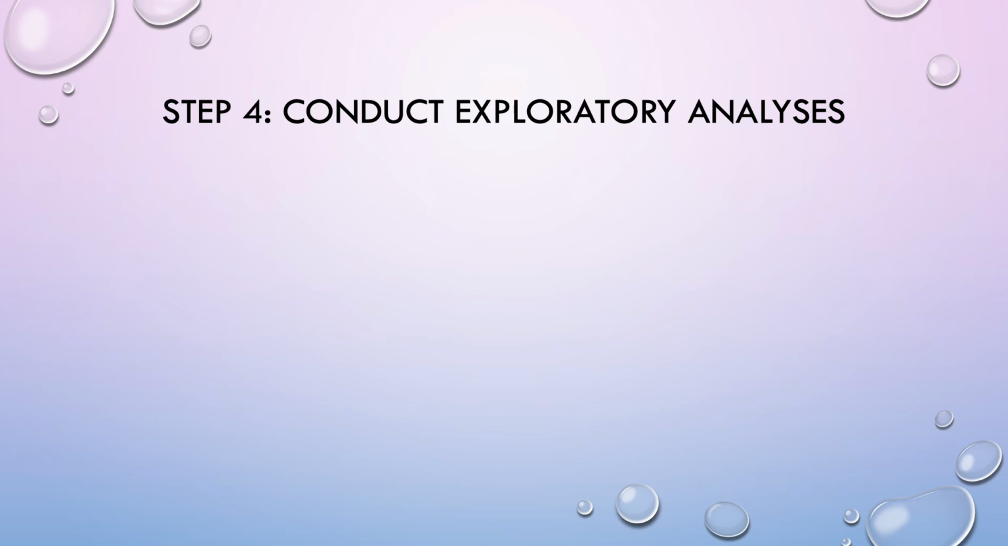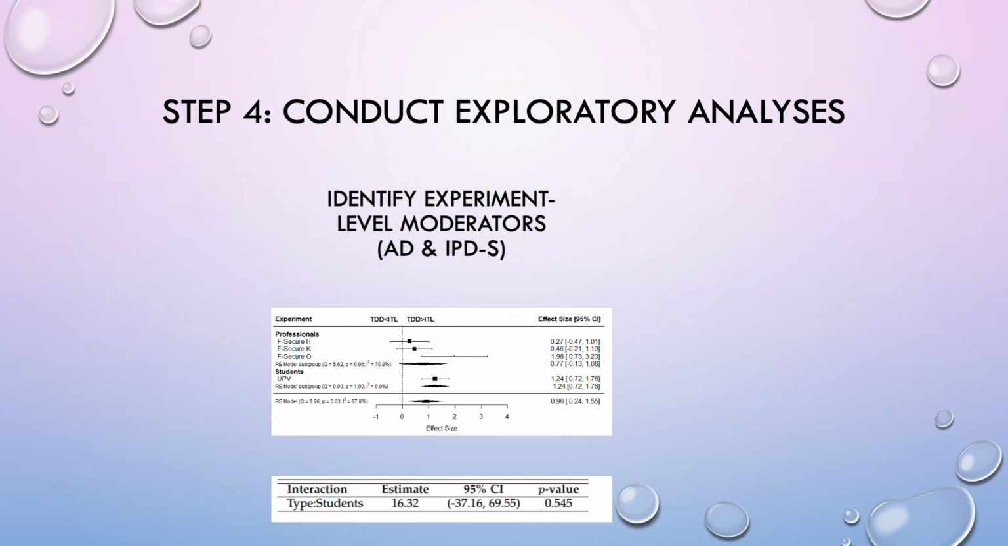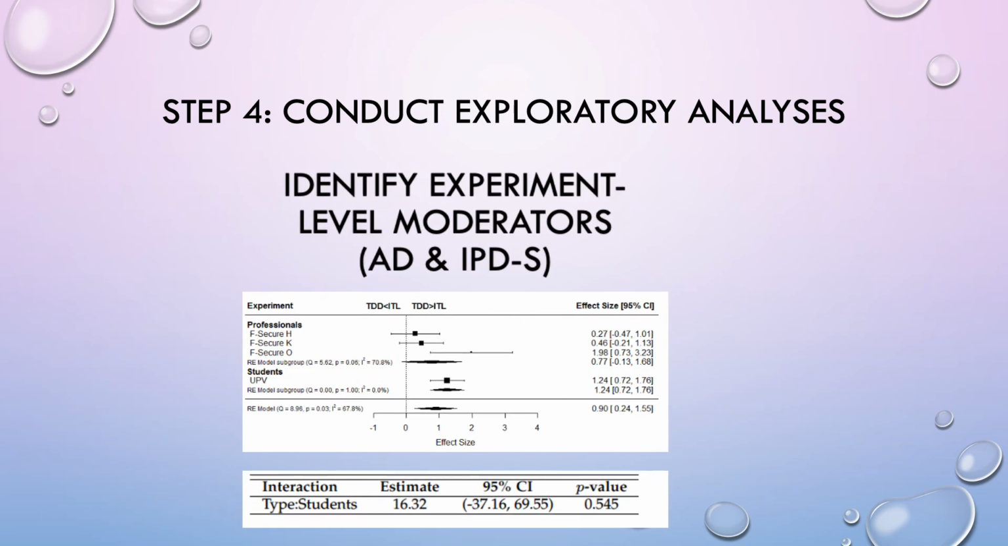The goal of the fourth and last step is to identify experiment-level and participant-level moderators that may be behind the statistical heterogeneity commonly present in groups of software engineering replications. We assess the effect of the type of subject, student versus professionals, on results. Students appear to benefit more than professionals from TDD, but neither AD nor IPDS are able to detect the effect, meaning that more experiments are needed.